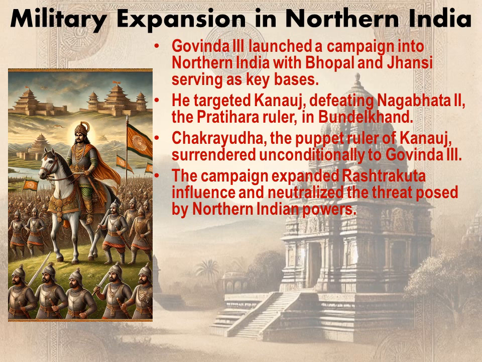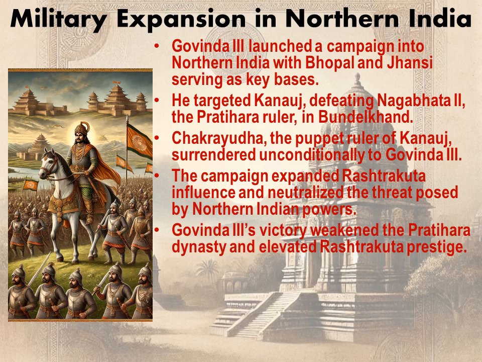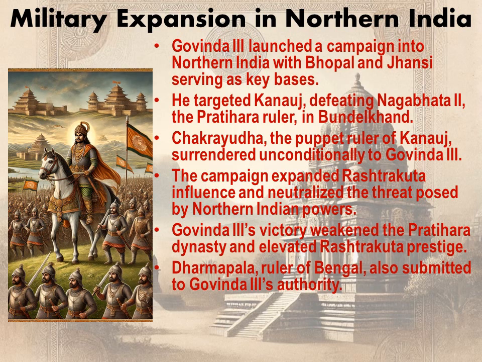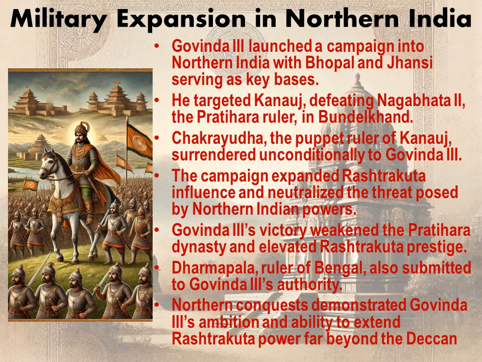The campaign expanded Rashtrakuta influence and neutralized the threat posed by the North Indian powers. Govinda III's victory weakened the Pratihara dynasty and elevated Rashtrakuta prestige. Dharmapal, the ruler of Bengal, also submitted to Govinda III's authority. The northern conquest demonstrated Govinda III's ambition and ability to extend Rashtrakuta power far beyond the Deccan.